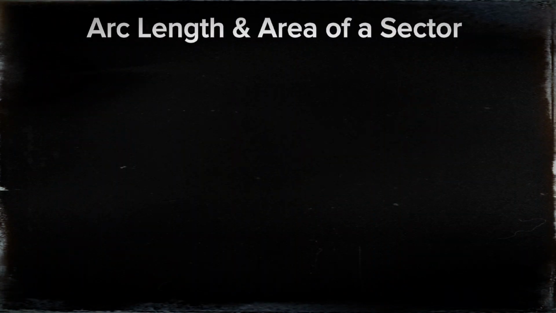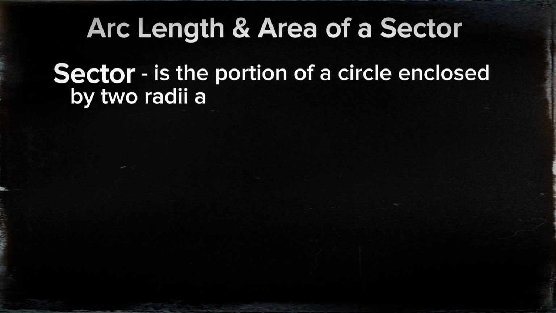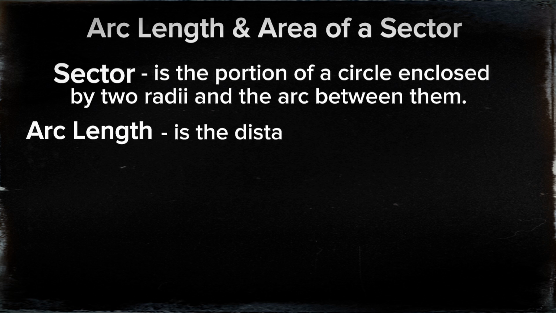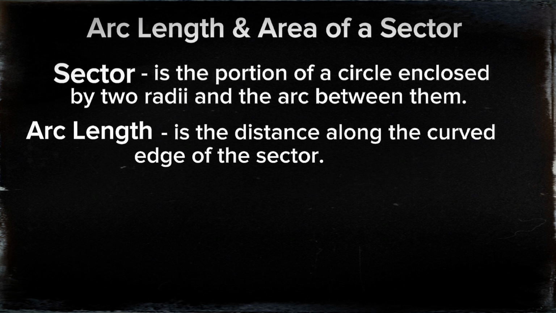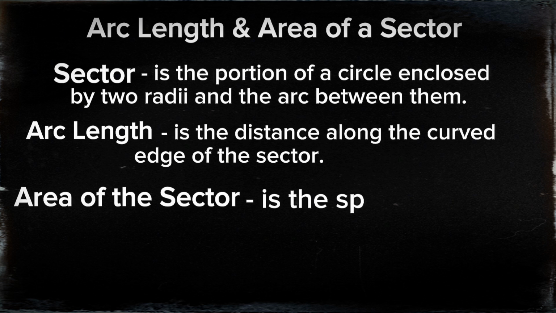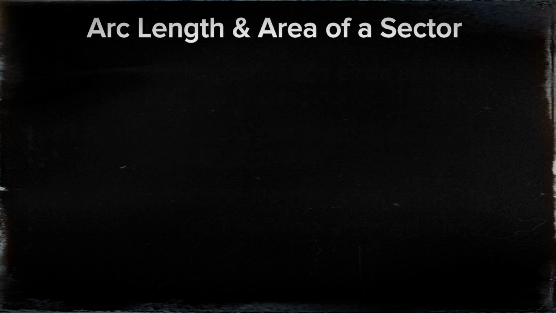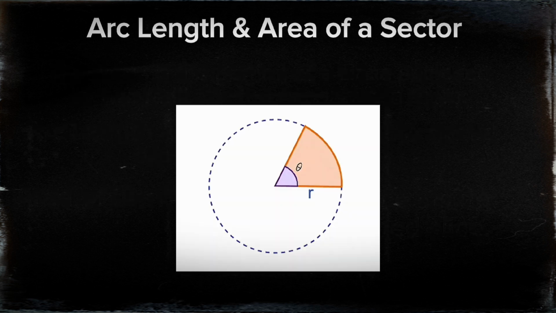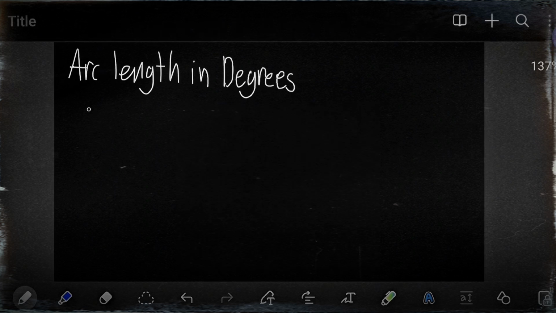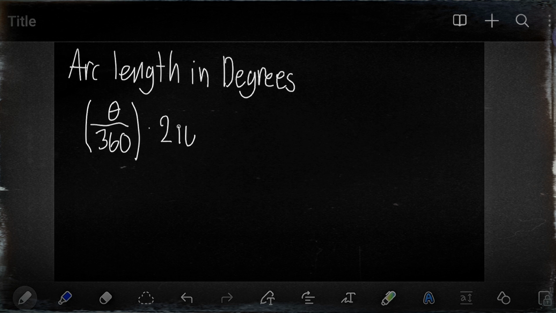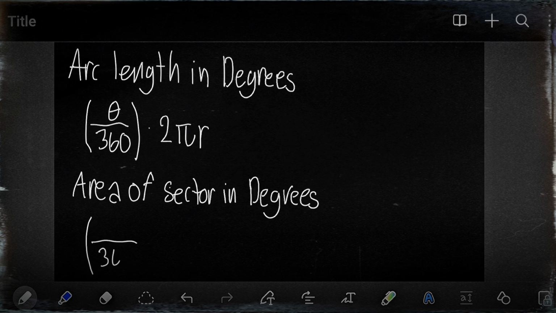First things first. A sector is the portion of a circle enclosed by two radii and the arc between them. Then, the arc length is the distance along the curved edge of the sector. And lastly, the area of a sector is the space inside that wedge-shaped slice. If the circle has a radius r and the central angle of the sector is theta in degrees, then the arc length in degrees will be theta over 360 times 2 pi r. And the area of a sector in degrees is theta over 360 times pi r squared.